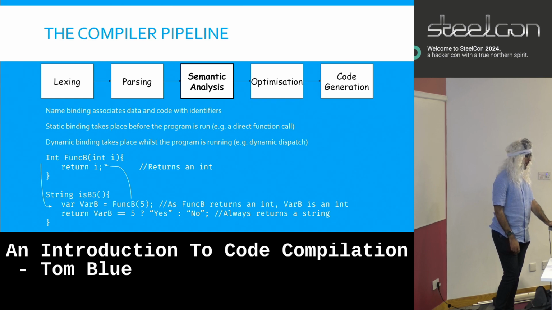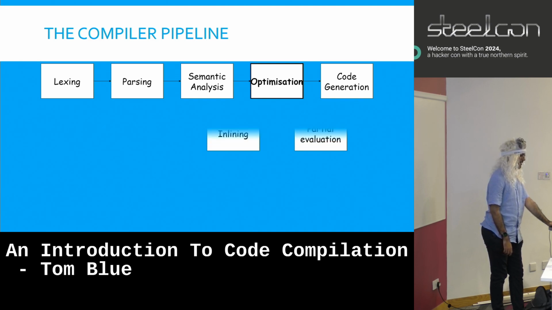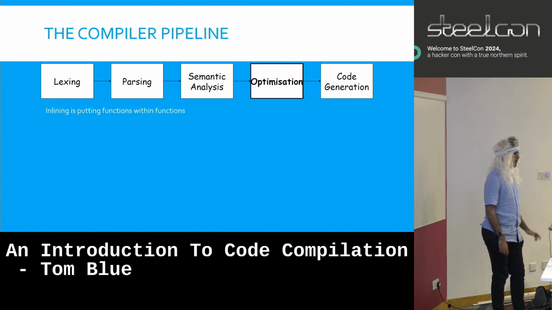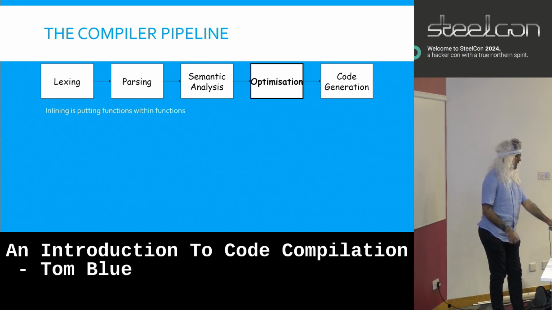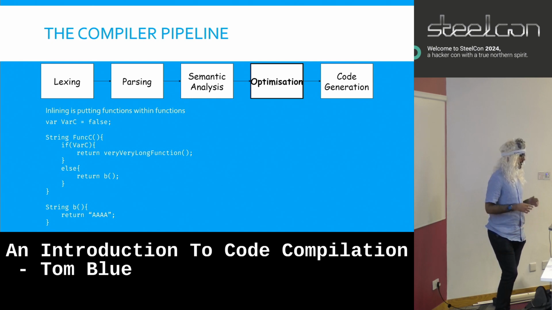So then, moving on to optimization. Optimization is also another massive topic and could be its own talk in and of itself. But there's two main optimizations where the majority of performance gains are achieved, which is inlining and partial evaluation. And inlining is basically putting functions within functions. So if you take this code, for example, you have func, which can either return a very, very long function, or b, which is literally just one line.